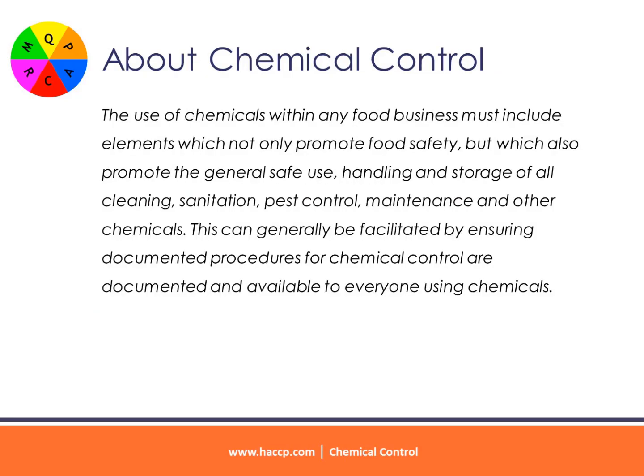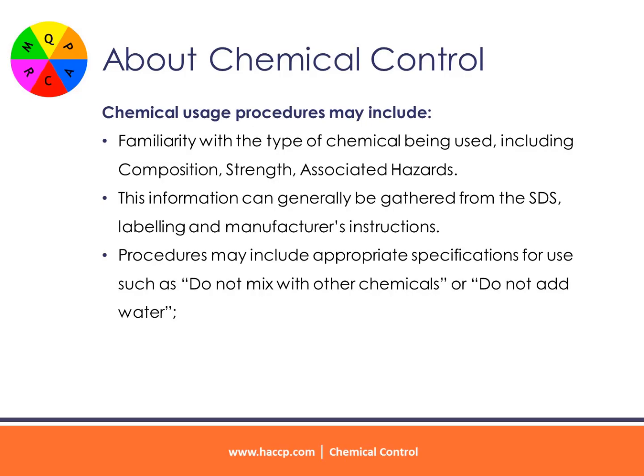About chemical control. The use of chemicals within any food business must include elements which not only promote food safety, but which also promote the general safe use, handling and storage of all cleaning, sanitation, pest control, maintenance and other chemicals. This can generally be facilitated by ensuring documented procedures for chemical control are available to everyone using chemicals. Chemical usage procedures may include familiarity with the type of chemical being used, including composition, strength, associated hazards. This information can generally be gathered from the SDS, labeling and manufacturer's instructions.